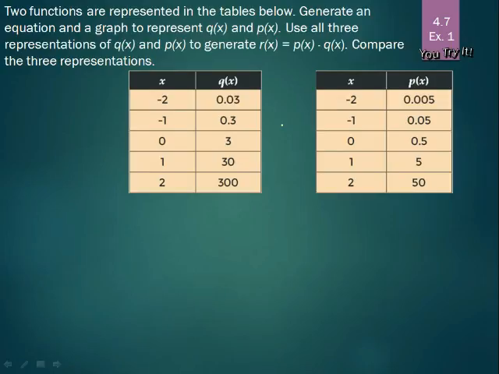Let's first find the equations. Looking at these, a common way we often do it is by finding the finite differences, but immediately I saw a different pattern here. I see that there's a 3 in every one of the q of x values, and the first one has two decimal places, the second has 1, then none, then 2, then 3. That tells me the decimal place is being moved to the left 1 each time, which is the same thing as being multiplied by 10.